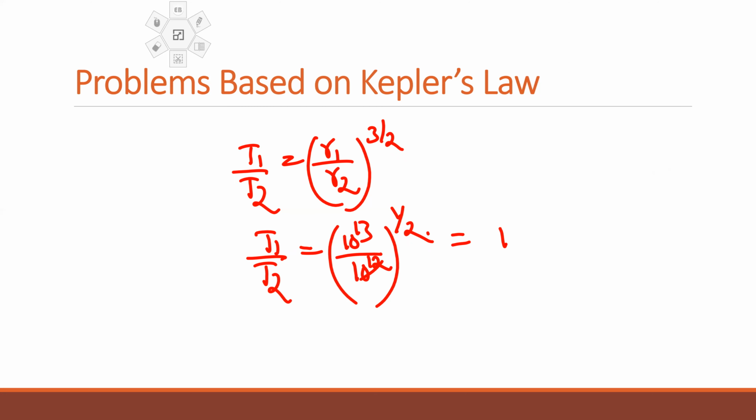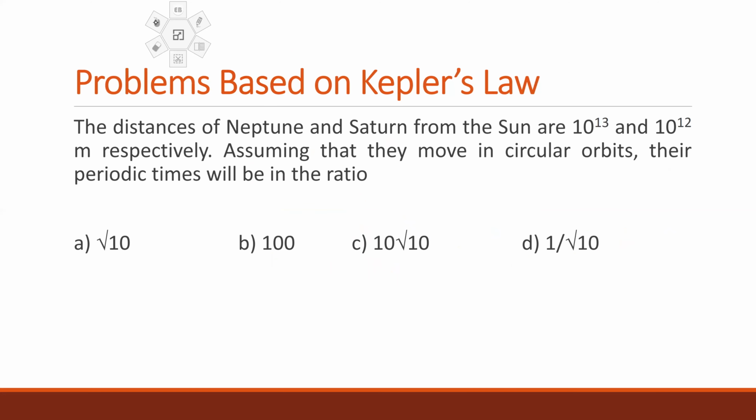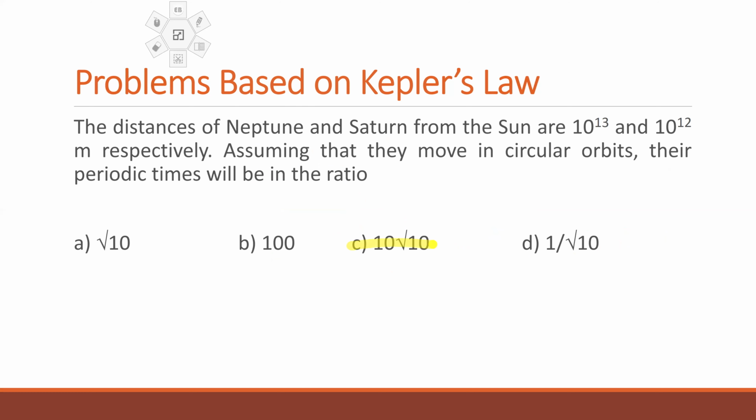Here the 10s cancel, and it becomes 10. Oh, I made one mistake here. It is not 1, it is 3/2. So 10 to the power of 3/2. That means square root of 10 into 10, which becomes 10 into square root of 10. This is the right choice.